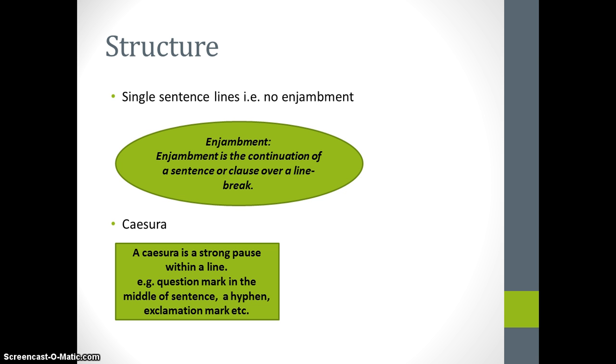And also looking at caesura, which is also a structural device. So caesura is a strong pause within a line. And these are just some examples of caesura: a question mark in the middle of a sentence, a hyphen, an exclamation mark, and there are others as well. So you can see that we have some hyphens in this particular poem. Caesura is singular, while caesurae, where you add an E after the A, is the plural.